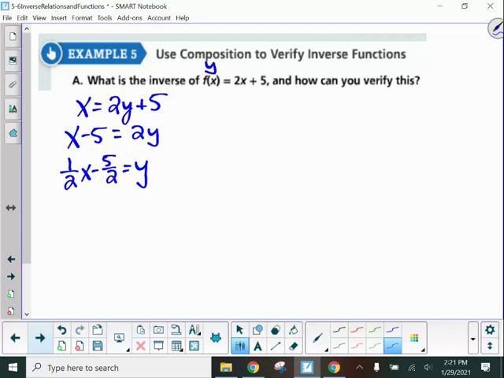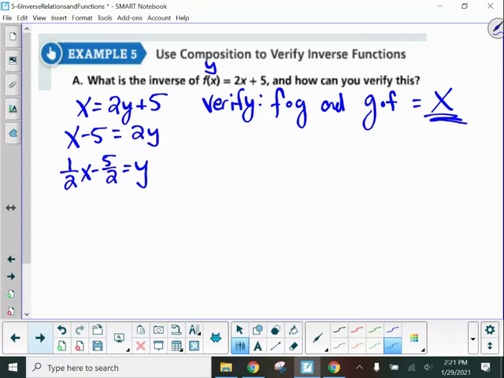To verify, when two functions are inverses of each other, f of g and g of f have to both equal x. So when you perform the composition of putting the inverse into the original or the original into the inverse, they both have to equal out to just a solitary x.